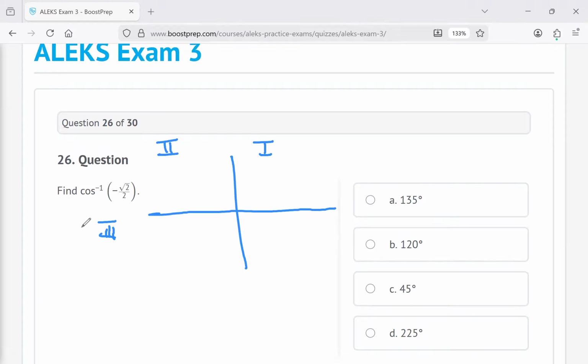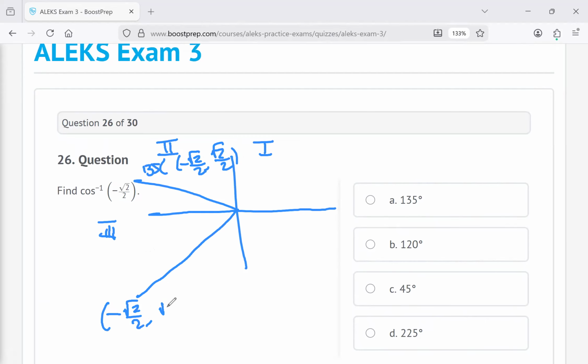And in quadrant 2, it was 135, because it has an x coordinate of negative radical 2 over 2 and a y coordinate of positive radical 2 over 2. And then in quadrant 3, it would also be, I believe, I forgot the angle, but it does have an x coordinate of negative radical 2 over 2 and a y coordinate of negative radical 2 over 2.